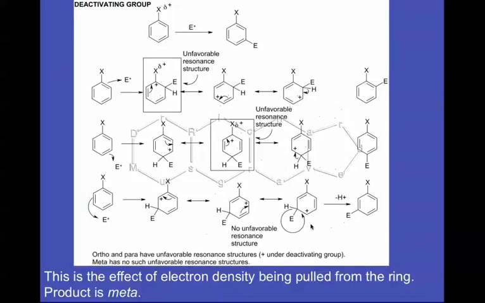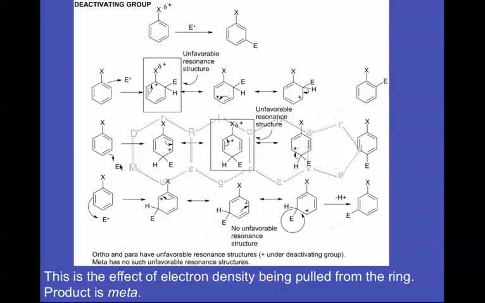If we take a look at the deactivating groups, here's what happens. We now have a delta plus on the X group. We end up with exactly the same resonance structures possible as we had with the activating group. But now, what was favorable in the past is now unfavorable. So a delta plus next to a plus is now going to be an unfavorable resonance structure. And when we have the ortho, we do get the possibility of having this unfavorable resonance structure. That's why I put a square around it, mark this as unfavorable.